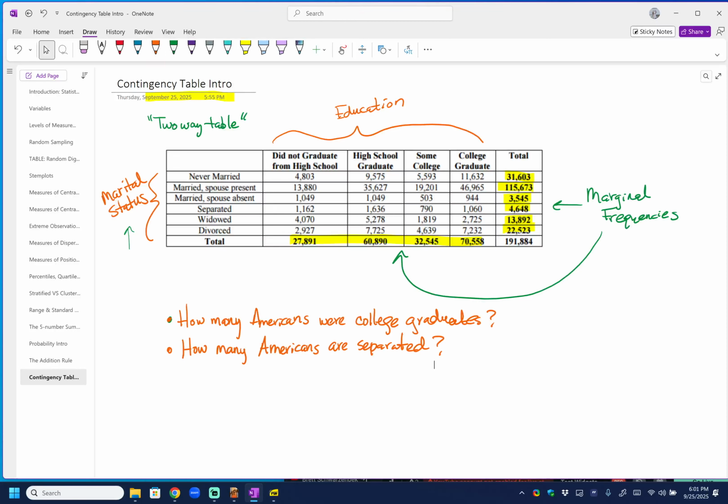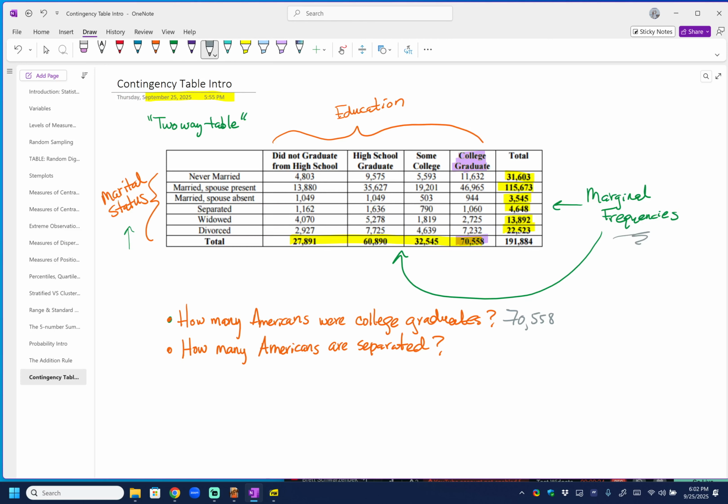So, for example, questions that I could ask would be something like, how many Americans were college graduates? What would you do? You would find the college graduate column, and you would find the total number that were college graduates, which would be 70,558. That number, 70,558, is a marginal frequency. It is a frequency that represents the total of one of the column variables.